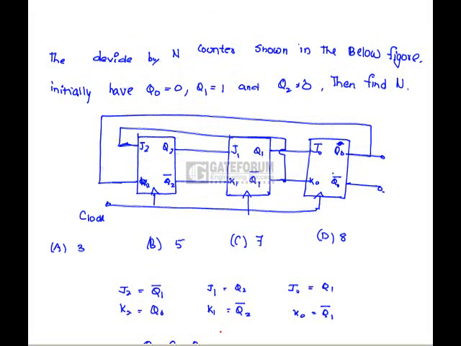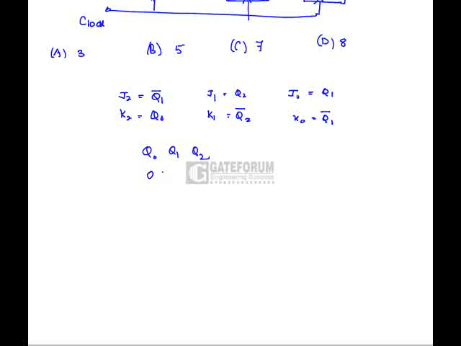The divide by n counter shown in the figure initially has Q0 = 0, Q1 = 1, Q2 = 0. For the first clock pulse, J2 and K2 become Q1 bar, that is J2 is 0 and K2 is also 0, hence Q2 is not going to be affected, it stays 0. Here Q2 bar becomes 0, Q1 becomes 0, so Q0's J0 input is 1, hence it is going to be 1.